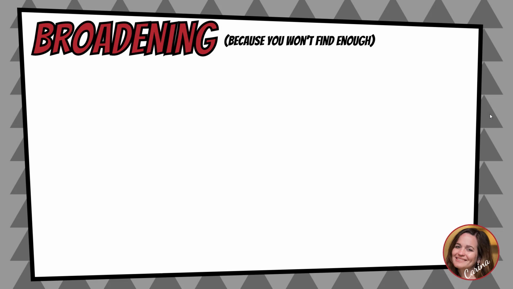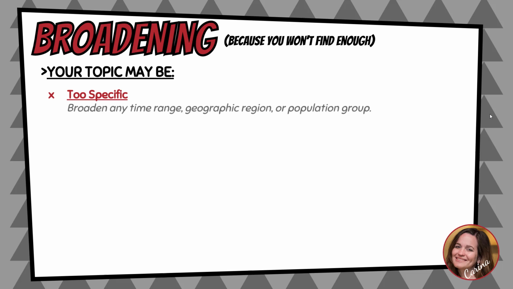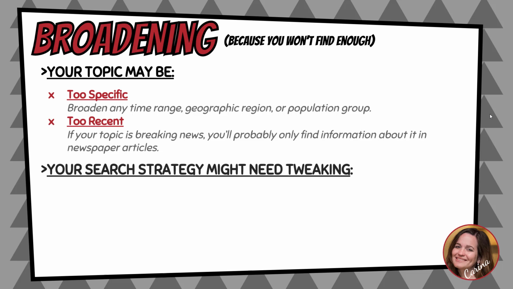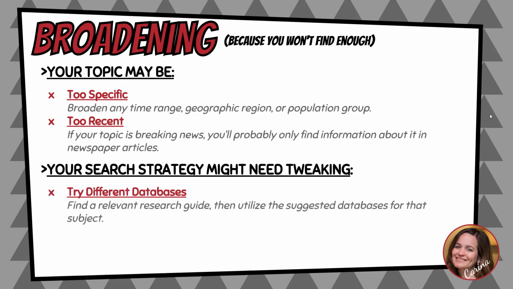On the flip side, if your topic is too narrow, you can broaden it by examining whether it's too specific or recent. If it's too specific, start by broadening any time range or geographic location or population group. If your topic is really recent, you'll likely only find news articles and blog posts about it, so you may need to consider changing your topic to something that has been more extensively researched. You might also want to reflect on your search strategy and try different databases or use different keywords.